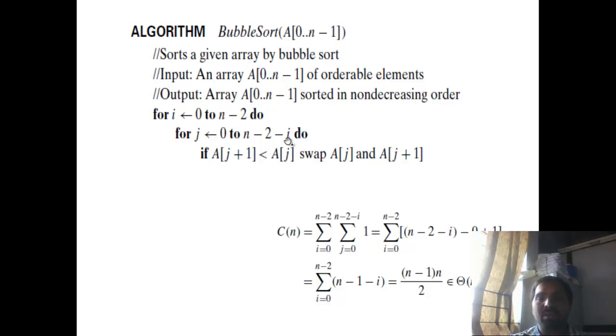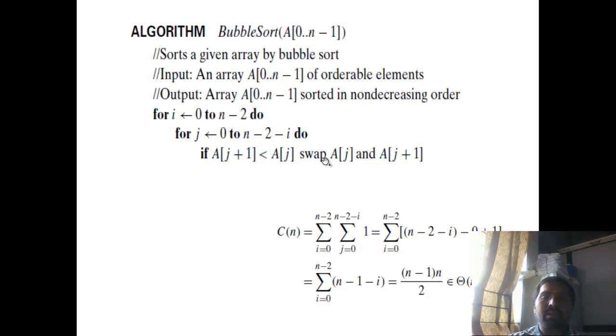For j equals 0 to n minus 2 minus i. So while decreasing the number of passes, we can decrease the number of comparisons also. So we are taking j equals 0 to n minus 2 minus i. Then if A of j plus 1, the current element, is less than the previous element, then we can swap the elements. That means we are checking whether each pair of adjacent elements is in order or not. If it is not in order, we swap A of j and A of j plus 1. In that way we repeat the process for all passes, and we get the sorted output from bubble sort.